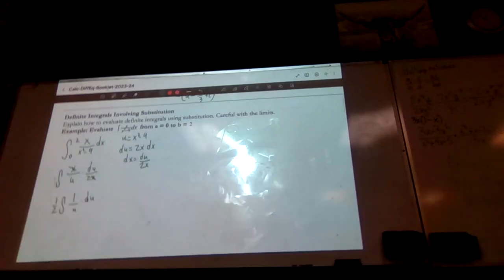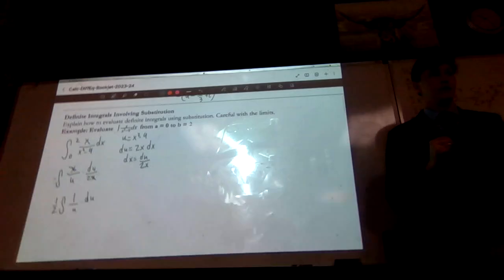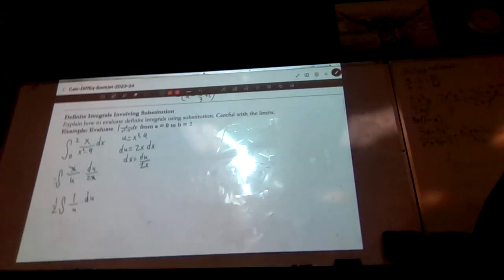Can anyone tell me what the integral of 1 over u is? Natural log of u. So I get 1/2, oops, don't forget the 0, 2. We're going to need to memorize stuff like that. Yes, 1/2 times the natural log of u.